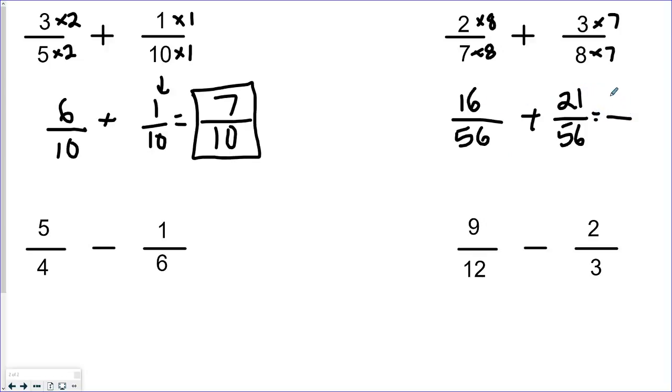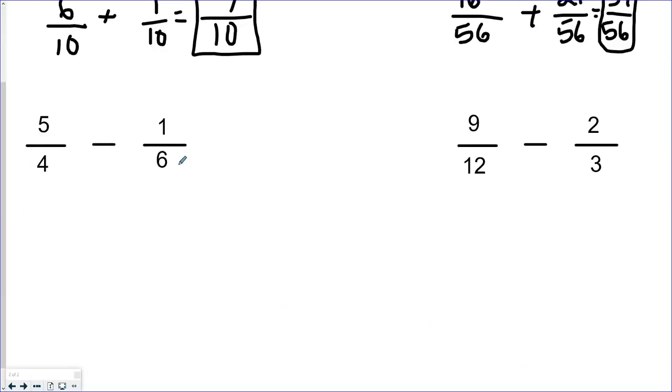16 plus 21 would give me 37. 56 plus 56 would be something, but we don't add them together because we don't add the bottom numbers in a fraction. We just keep it the same. And so this would be my answer, 37/56. Again, you do not add the bottom numbers. You do not subtract the bottom numbers. You simply leave them be once you get them equaled.